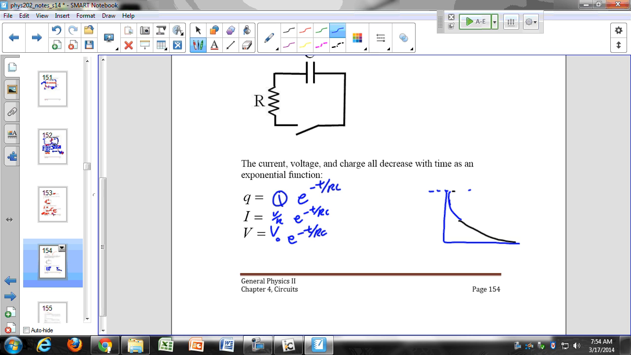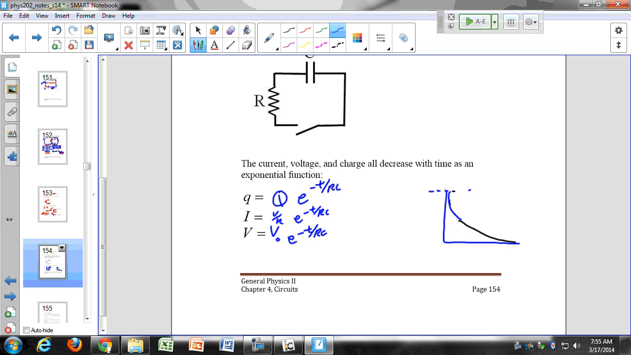Somebody brought up Q, big Q times 1 minus e to the... Right. That is charging a capacitor. This is discharging a capacitor. So charging a capacitor, that's correct. Your Q increases, but for discharging a capacitor, Q decreases.